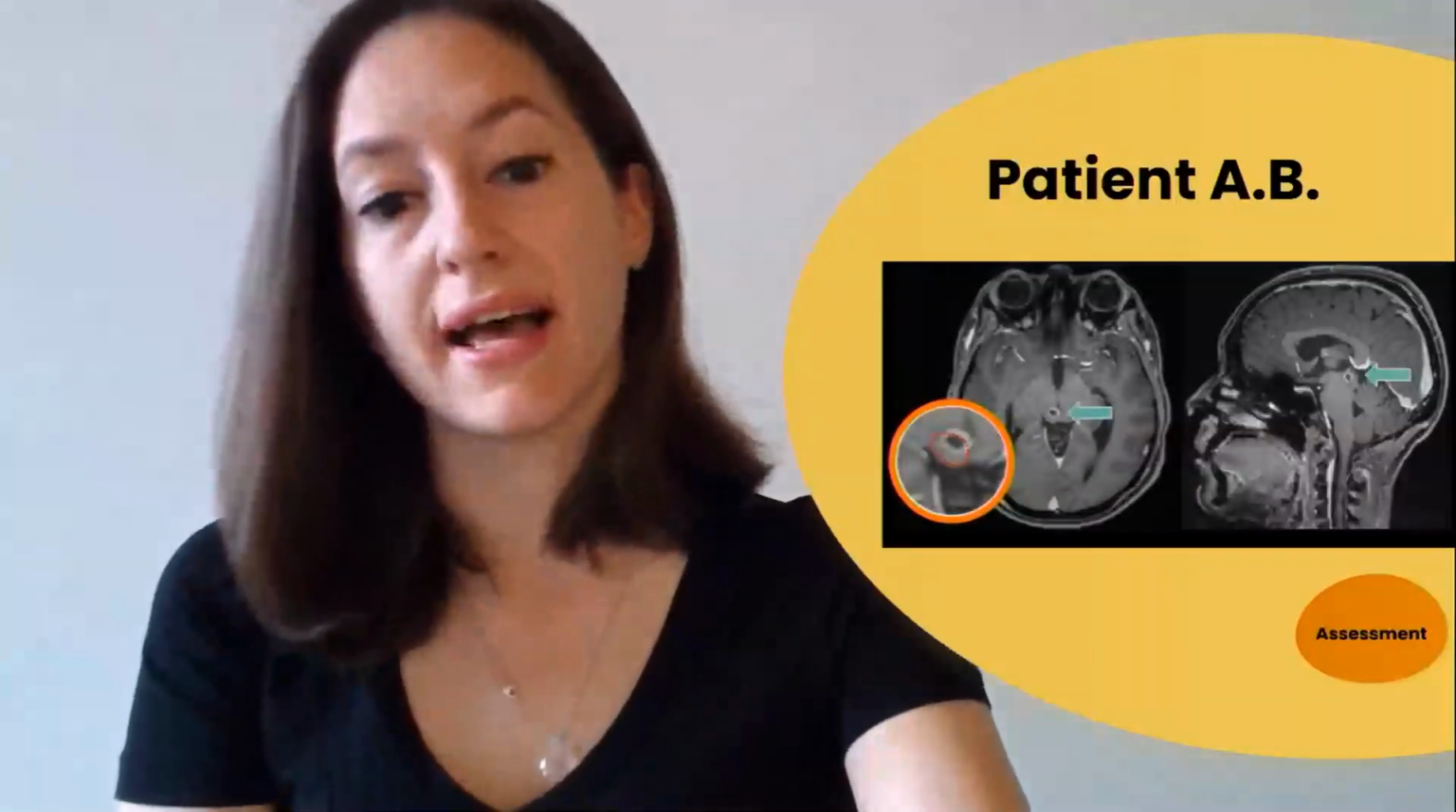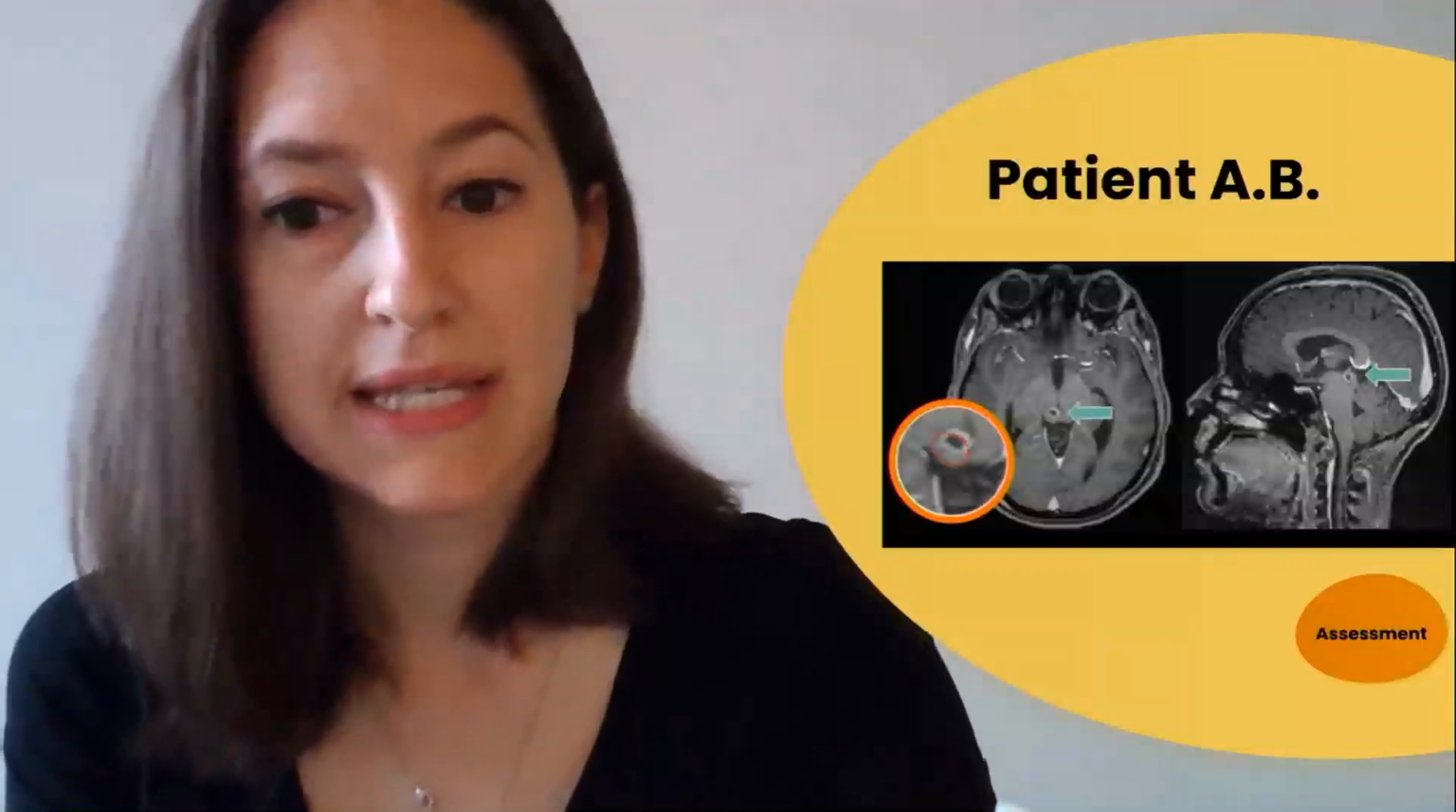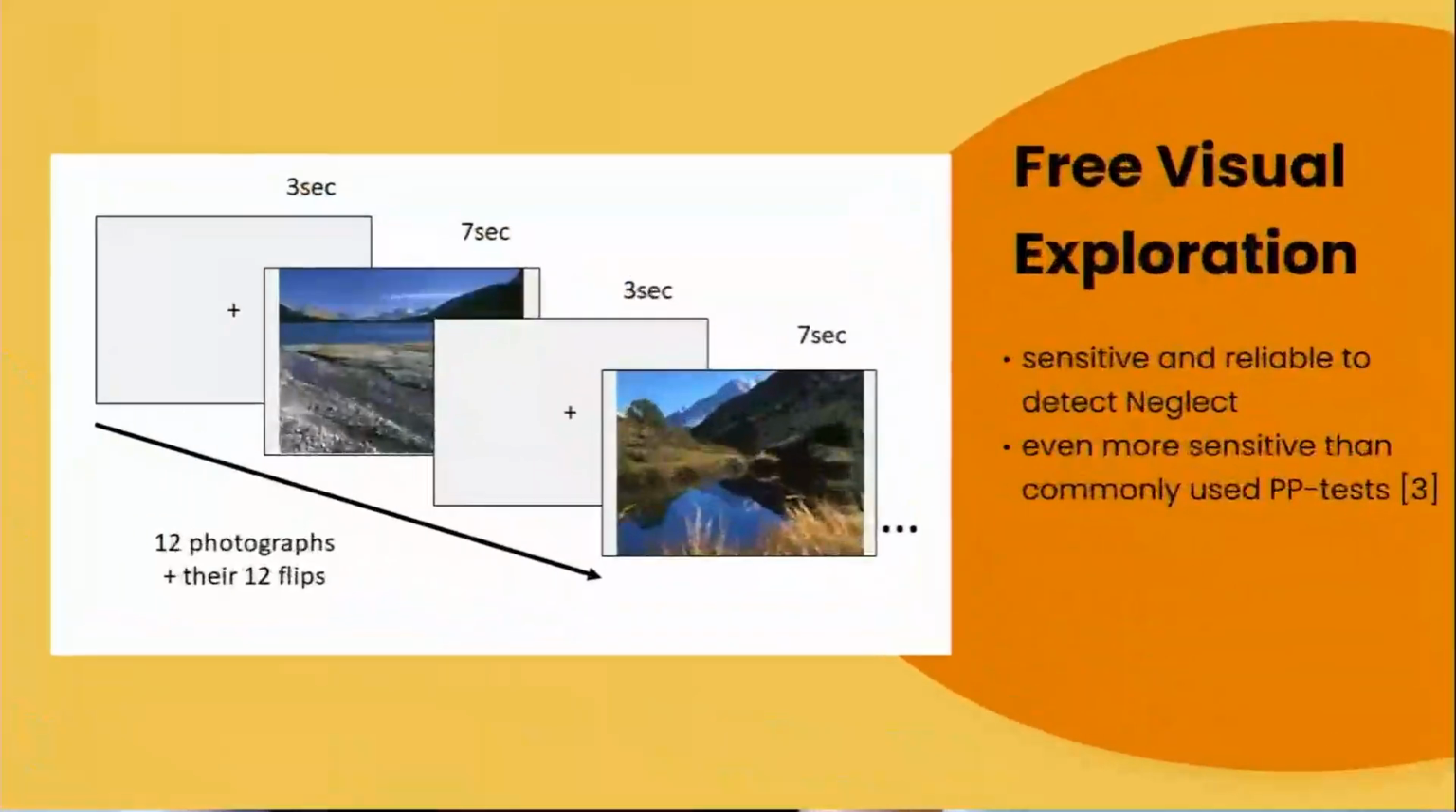So we did a neglect assessment with this patient. So what did we do exactly? In our neurorehabilitation unit in Lucerne, we usually use the so-called free visual exploration paradigm, on which we have quite some experience. We already showed that this is a sensitive and reliable tool to detect neglect, and that it is indeed even more sensitive than commonly used paper pencil tests.